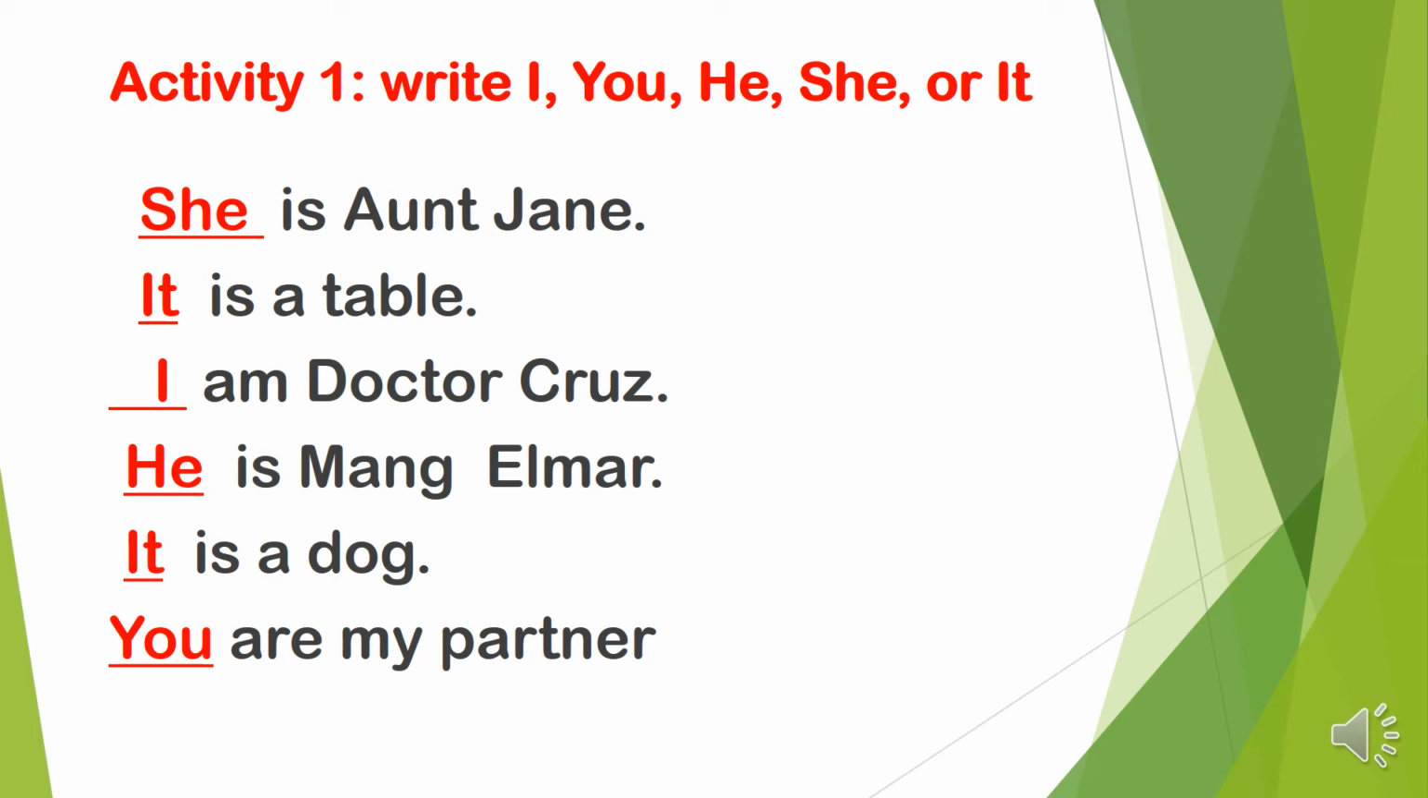She is Jane. It is a table. I am Dr. Cruz. He is Mang Elmar. It is a dog. You are my partner. Again, she refers to a girl or a woman. It refers to a thing or an animal. Okay, so that's already the function and uses of each.